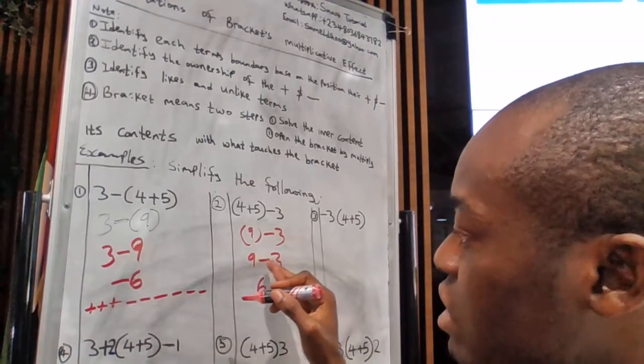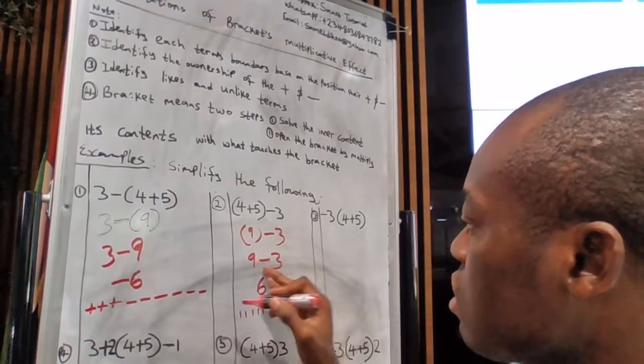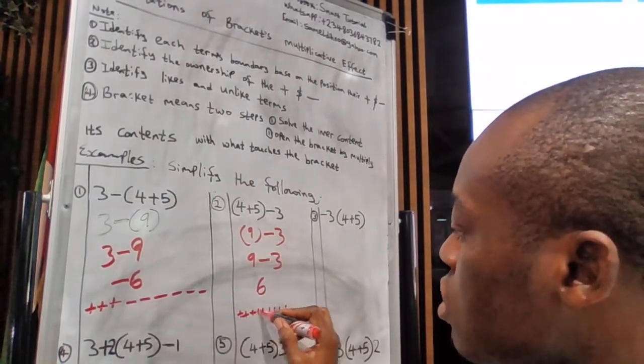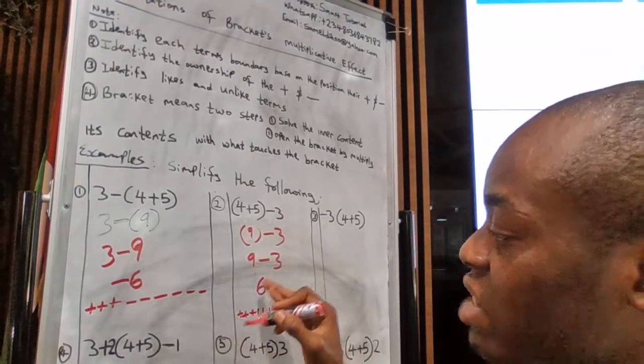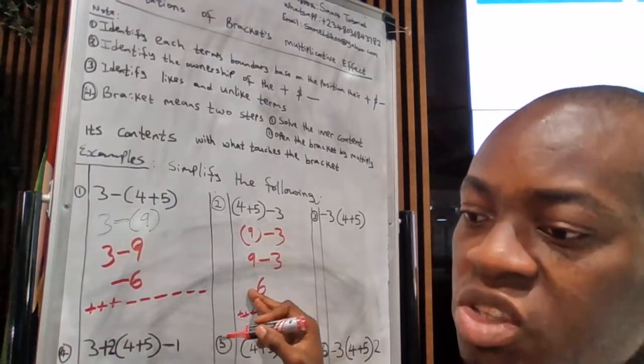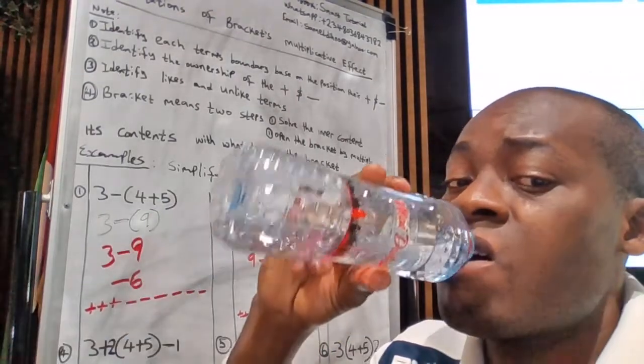That is, count 9, take away 3. 1, 2, 3, 4, 5, 6, 7, 8, 9. Take away 1, take away 2, take away 3. The answer is 6. This 6 is still the same thing as plus 6. Plus is invisible. Plus is an invisible sign.